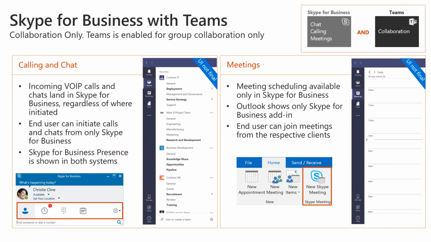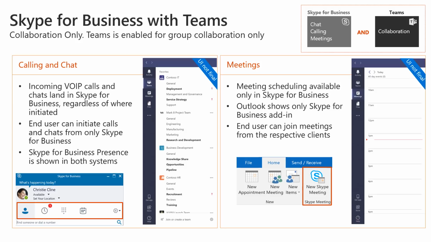The Skype for Business with Teams collaboration only mode is a mode that we use to separate out the chat, calling, and meeting functionality in Skype for Business and the collaboration functionality within Teams. Now, in this particular mode, from a calling and chat perspective, incoming voice over IP calls or VoIP calls, as well as incoming chats, will land in the Skype for Business client, regardless of where they were initiated.